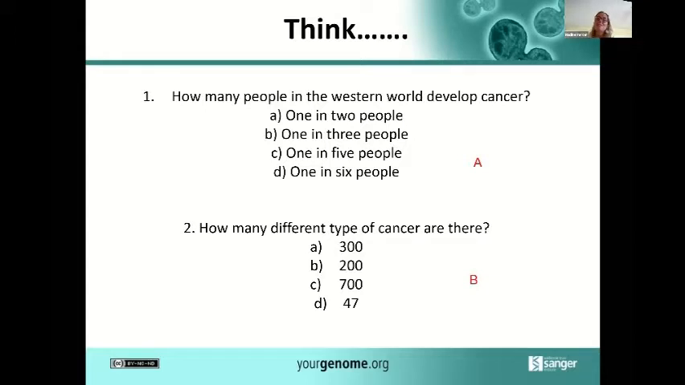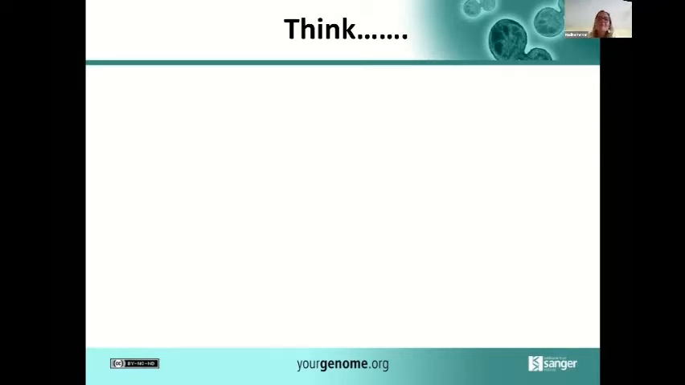And the next one, there's about 200 different types of cancer that we know of at the moment. So there's quite a lot of different cancers. Some are extremely rare, and then obviously others are much more common.